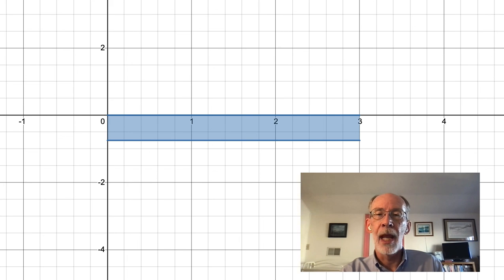So I hope this quick introduction to the notion of the average value of a continuous function on a closed interval has been helpful.